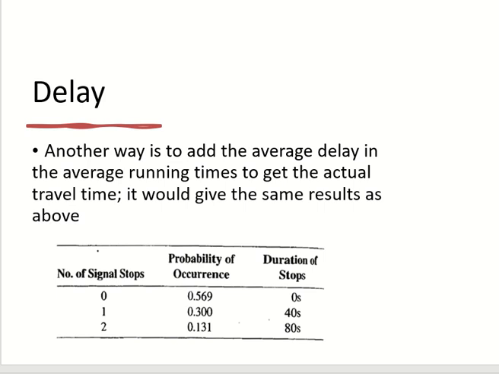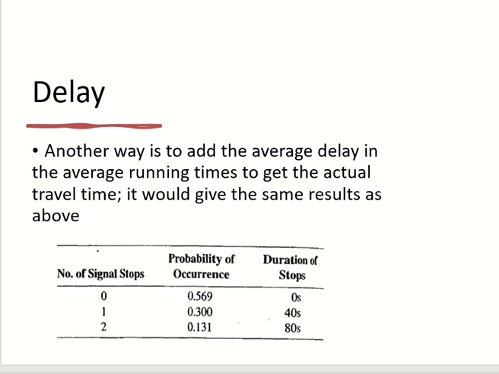Then we have 30% people who are stopping in one signal. So the average delay is 40. Okay, normal people. Then 13.1% people who stop at both signals. Not good. Okay, their life is not good. So their delay is 80 seconds.